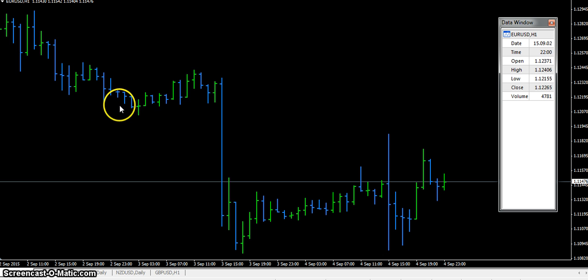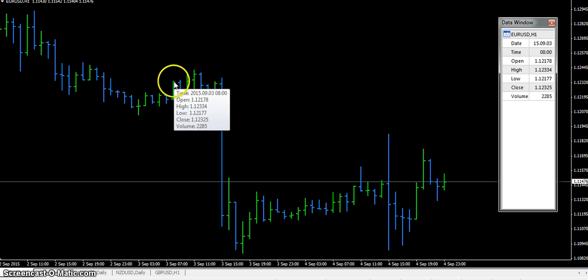A bar chart is normally expressed with the open price, then the high price of the hour, and then the low price of the hour, and at the end the close price of the hour. So if it is an up bar, it is green. If it is a down bar, it is blue here.